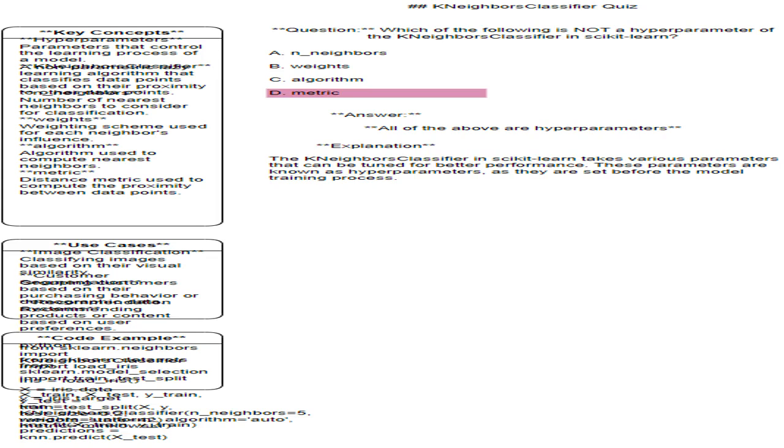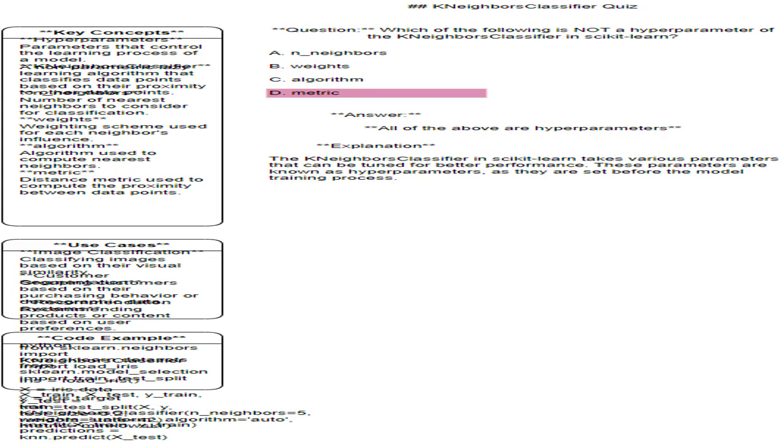Incorrect. This is a hyperparameter. It specifies how each neighbor's influence is weighted in the classification. Incorrect. This is a hyperparameter. It determines the algorithm used to compute the nearest neighbors. This can be ball tree, KD tree, brute, or auto.